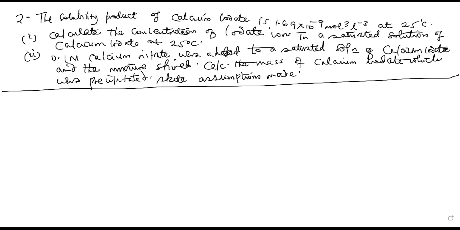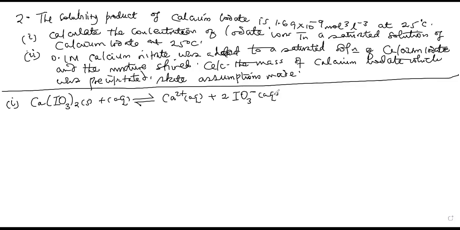So actually this question should bring out a clear understanding of what we are discussing. They've given us the solubility product, KSP, of calcium iodate, and they want us to get the concentration of iodate ions. For Part 1, we first write the equation for solubility of calcium iodate: calcium iodate solid dissolves in aqueous form to give calcium ions plus 2 iodate ions. After writing the equation for solubility, we can come up with the KSP expression.